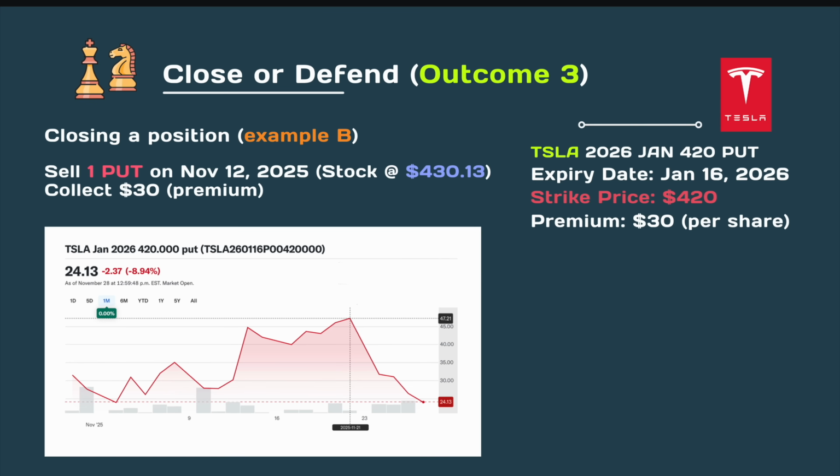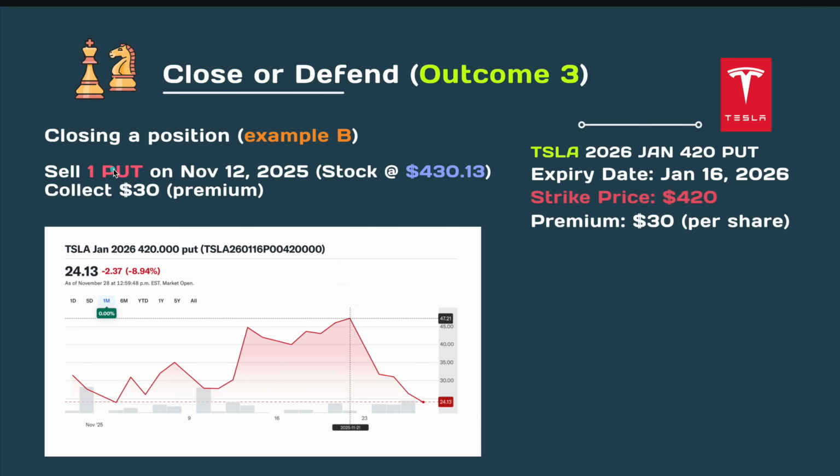This example is going to help us understand what an unrealized loss that's sitting in our account looks like. And I re-emphasize, we do not close an unrealized loss position. In this case, it's November the 12th, 2025. Tesla's trading at $430.13. You as the option seller decide to sell one put option, which is 100 shares on this stock.